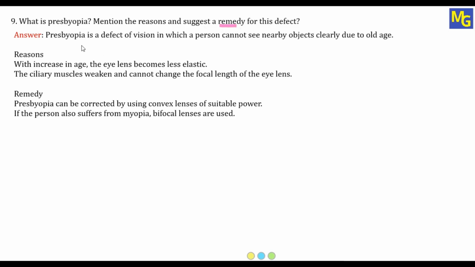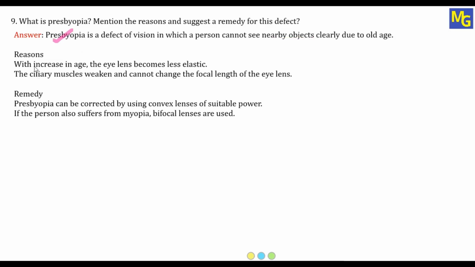So the answer, what is presbyopia? It is the defect of vision in which a person cannot see nearby objects clearly due to old age. So due to old age, or due to the increase in the age, the person cannot see nearby objects clearly. Such type of defect is called presbyopia.